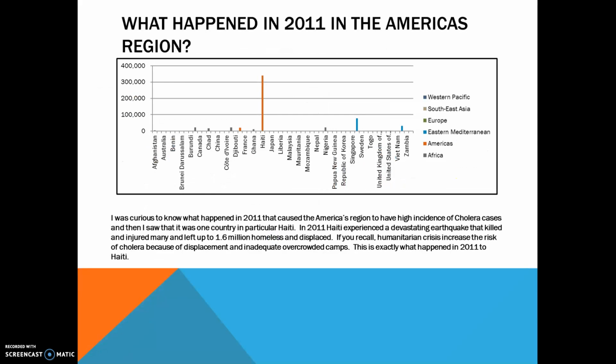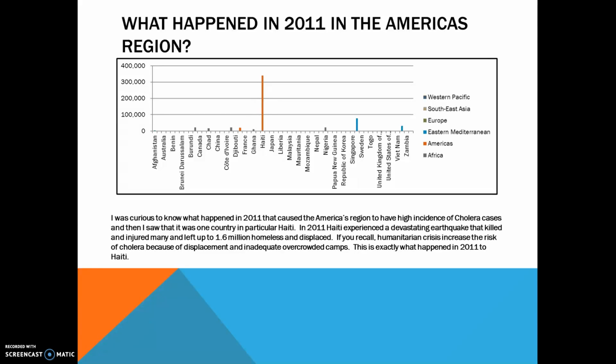So what happened in 2011? I was curious to find out, so I made this graph that would show me which countries in the Americas had the most incidents of cholera. And it turns out that it was only one country, Haiti, with the most cases. And so what happened in 2011?